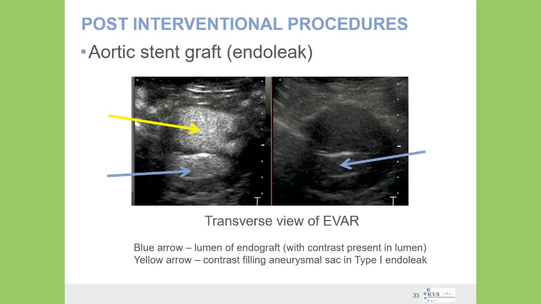This patient has a type 1 endoleak, and we can see a large amount of flow in what should be the excluded aneurysmal sac. The yellow arrow points to the flow within the aneurysm and demonstrates the endoleak.